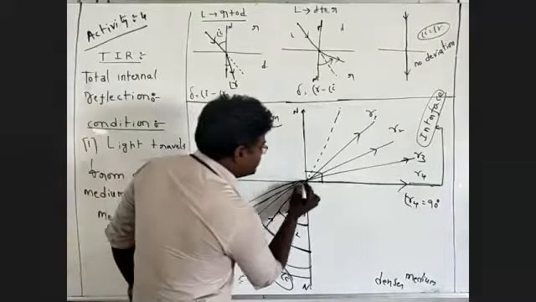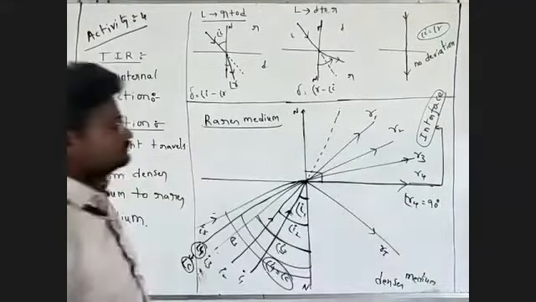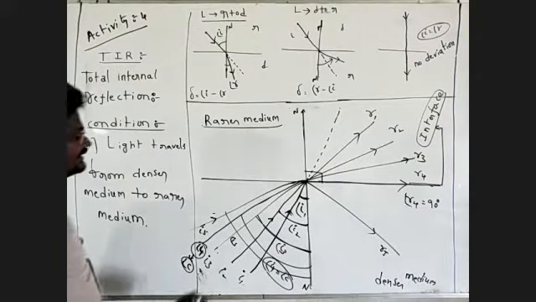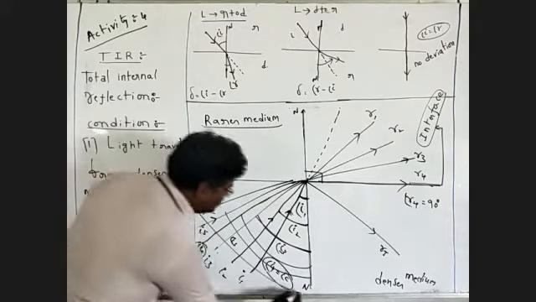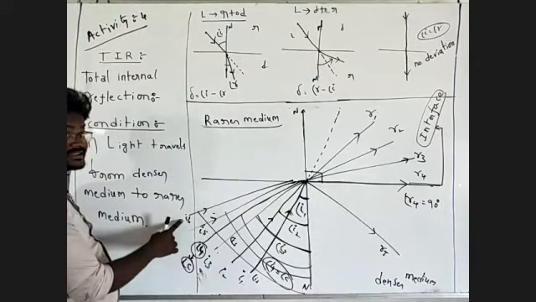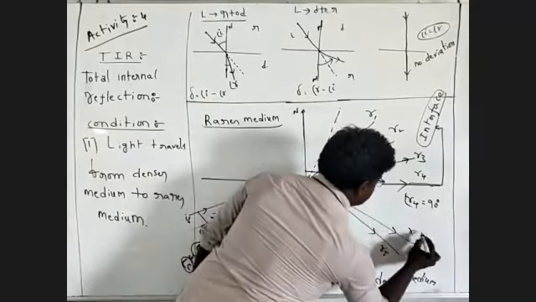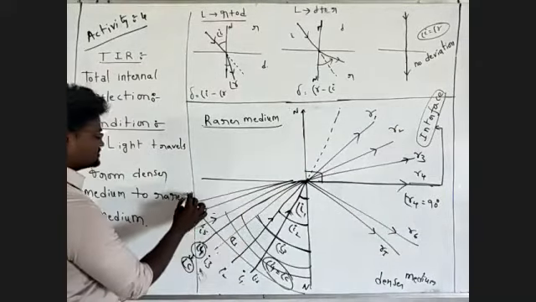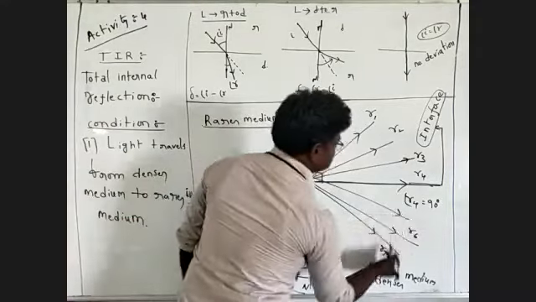What happens? Again, it will reflect here. Reflection takes place. Again, you can increase the angle. Incident is greater than the critical angle. What will happen? The reflection. This is the reflection. Again, you can increase the incident ray I7. The reflection ray moves in this direction.